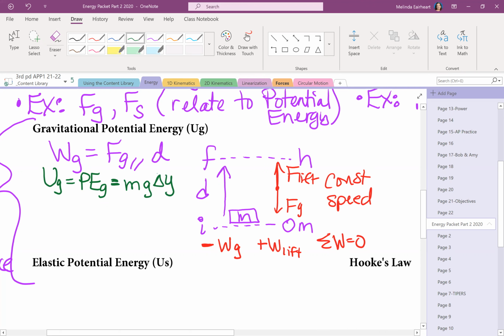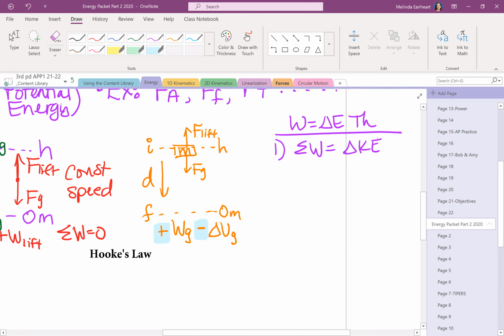Does this kind of make sense? Do you see it? And so what this gives us is our second version of the work energy theorem. And so I'm going to slide over. So the work energy theorem, that's how it is on the AP formula chart. Our first version was net work equals a change in KE, change in kinetic. Our second version now has to do with gravity, and I'll tell you ahead of time, we'll see the same thing with elastic potential energy.